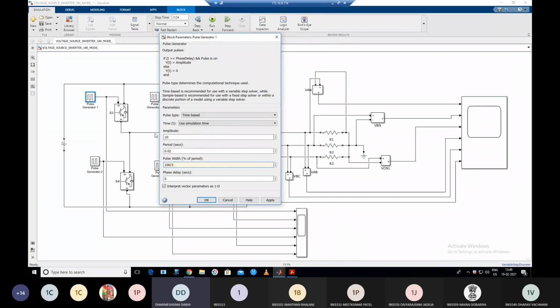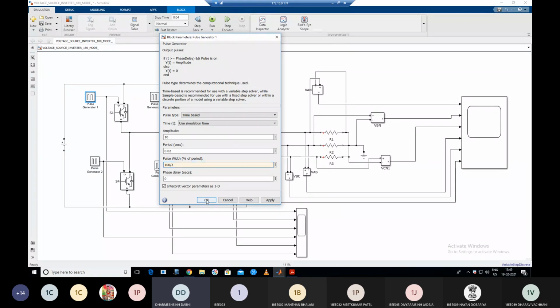Clear? The period remains as it is, 20 milliseconds, and the pulse width is 1/3 of your total duration. So here 100% divided by 3. It means 360 divided by 3. Here it is written in percentage, so it is 100/3. And provide the phase delay based on the angle at which it is turned on. Switch number 1 is turned on at 0 seconds, so it is 0 delay.